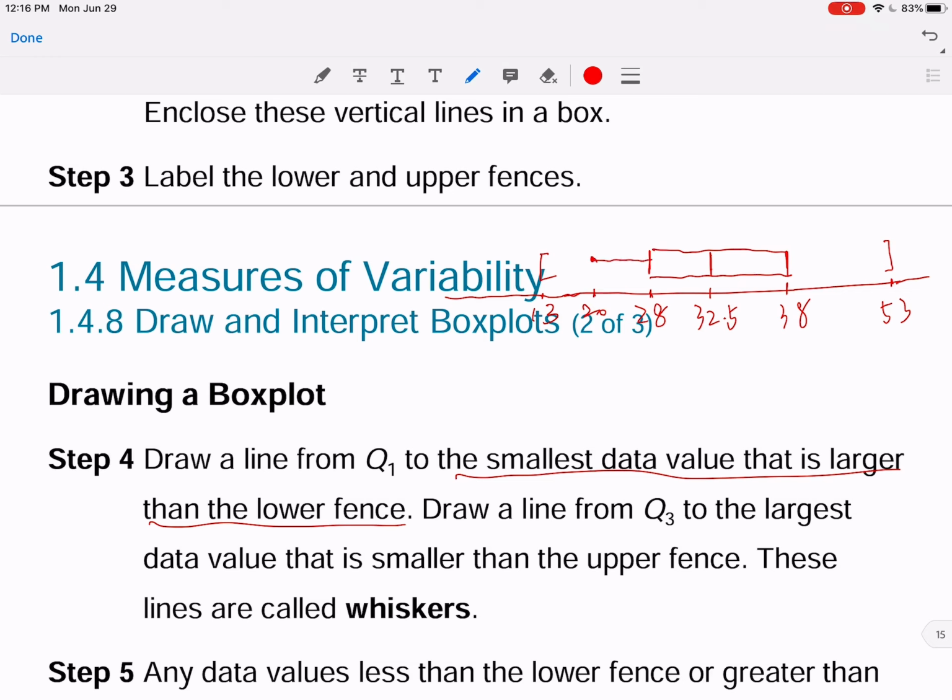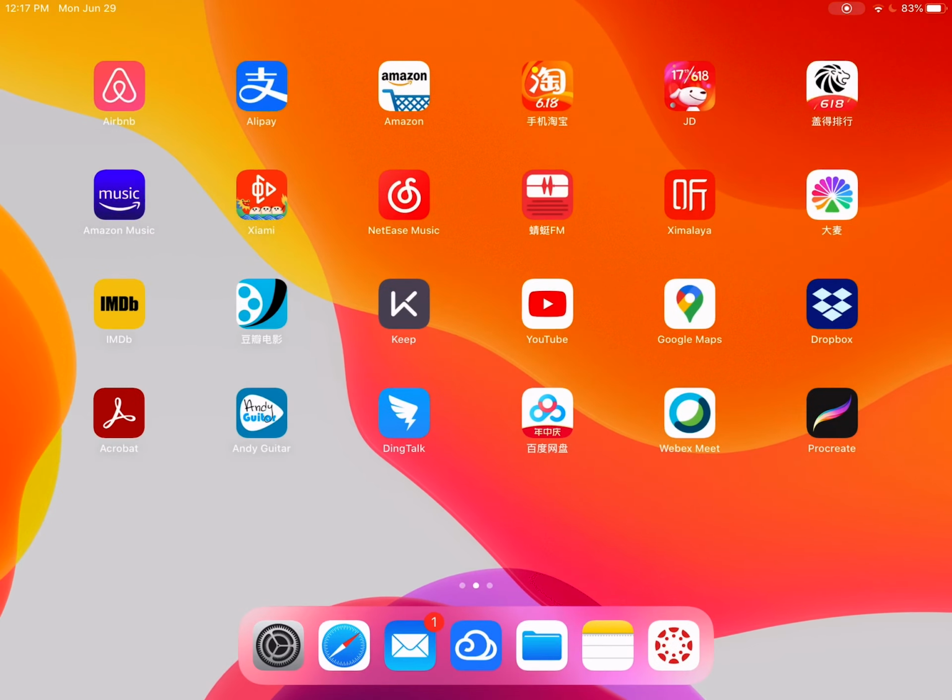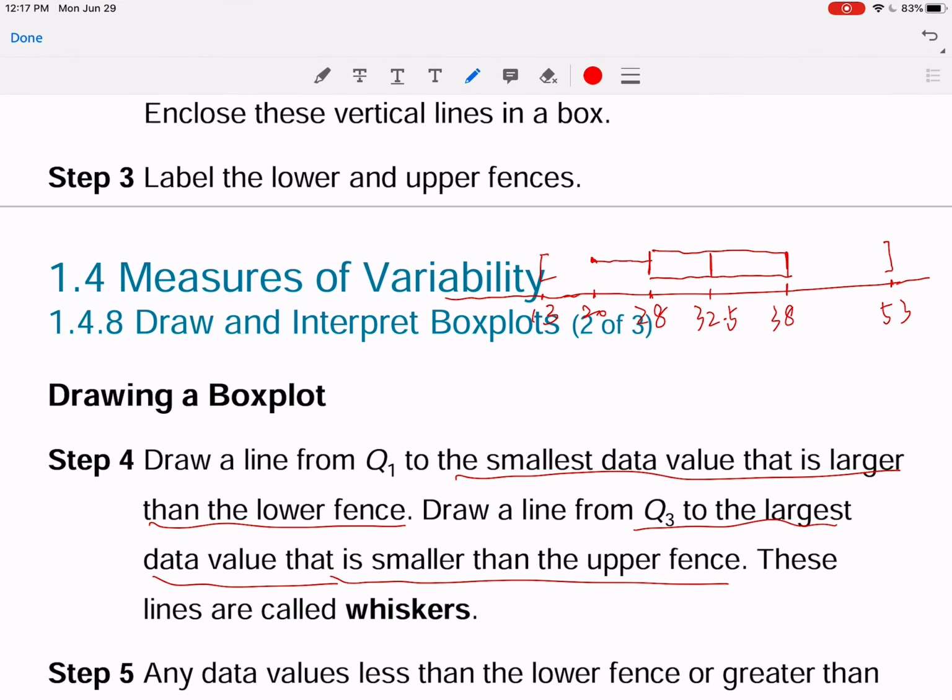And then we need to draw a line from Q3 to the largest data value that is smaller than the upper fence. So this is not the largest data value in the whole data set. It should be the largest data value that is smaller than the upper fence. So in the original data set, we know the largest number is 40, right? Let me rewrite the 38 over here to make that clear.